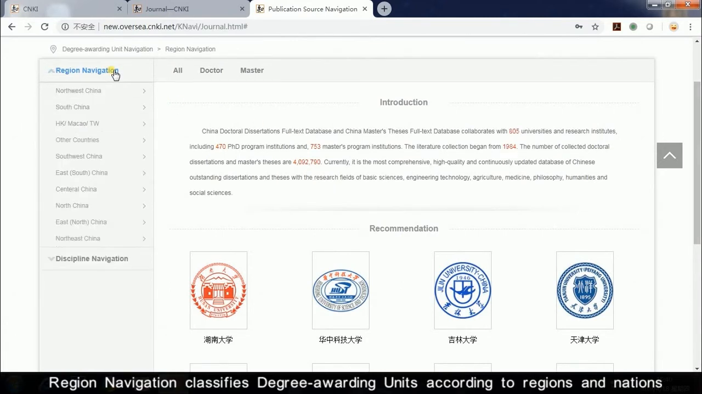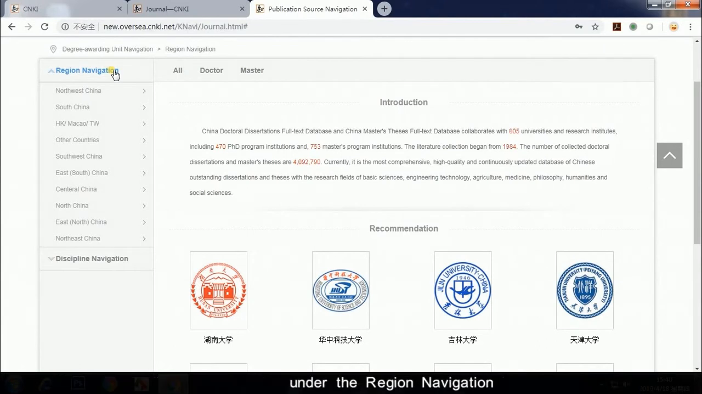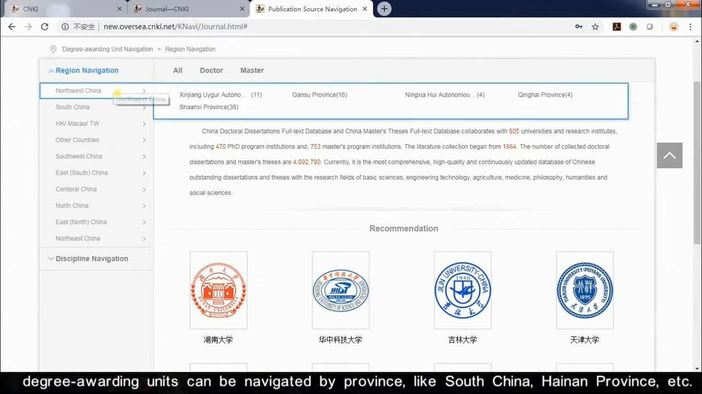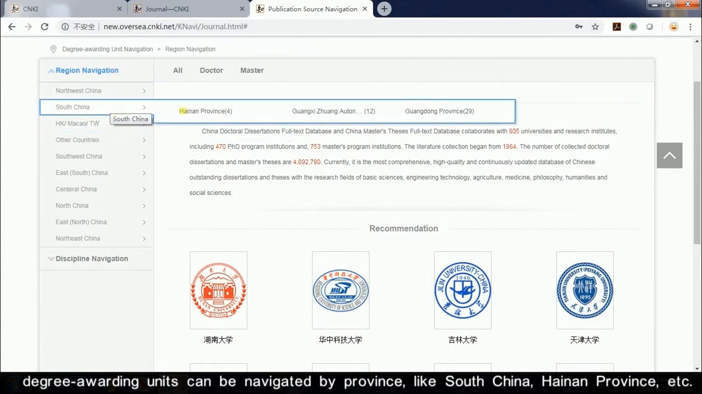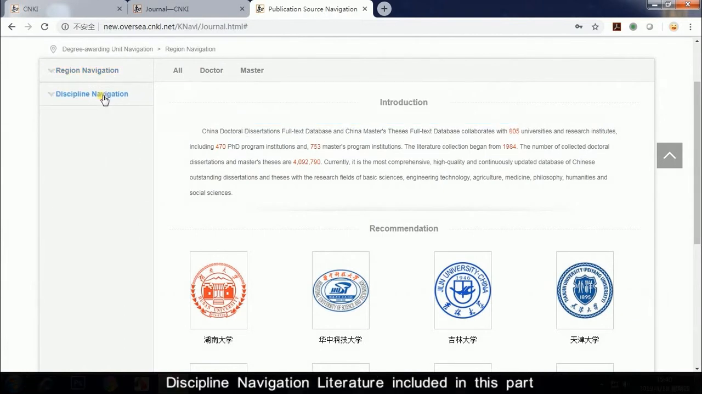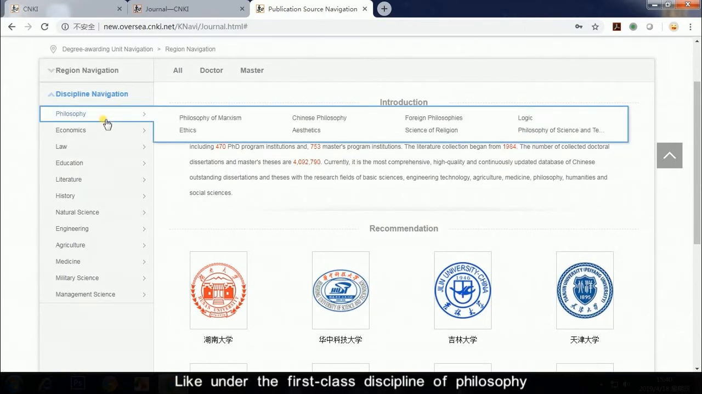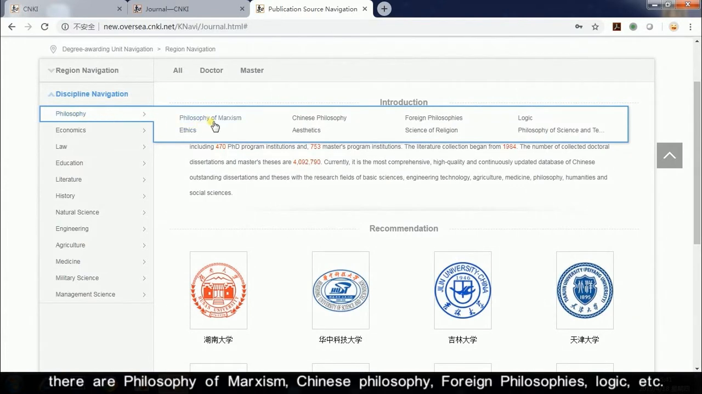Region navigation classifies degree awarding units according to regions and nations. Under the region navigation, degree awarding units can be navigated by province, like South China, Hainan Province, etc. Discipline navigation. Literature included in this part is classified into first-class disciplines and second-class disciplines. Like under the first-class discipline of philosophy, there are philosophy of Marxism, Chinese philosophy, foreign philosophies, logic, etc.